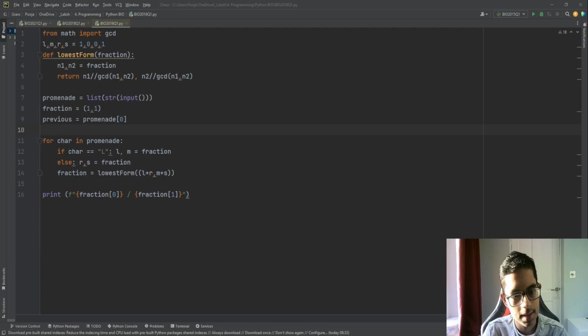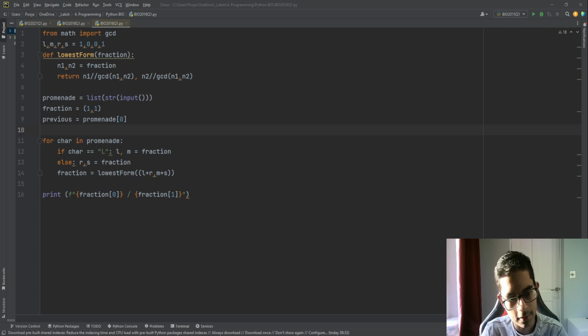And then after that, we accept the input of the succession of left and right choices, the promenade, and we initialize our fraction to being 1, 1. Now we initialize this variable previous to the first letter inside the promenade. And now we iterate through each letter inside the promenade. If the character we're iterating over is a left choice, then we have to make the fraction L and M, and we assign the variables L and M to the tuple fraction.